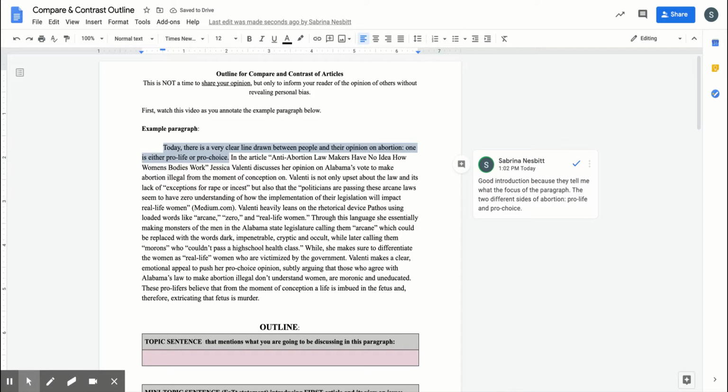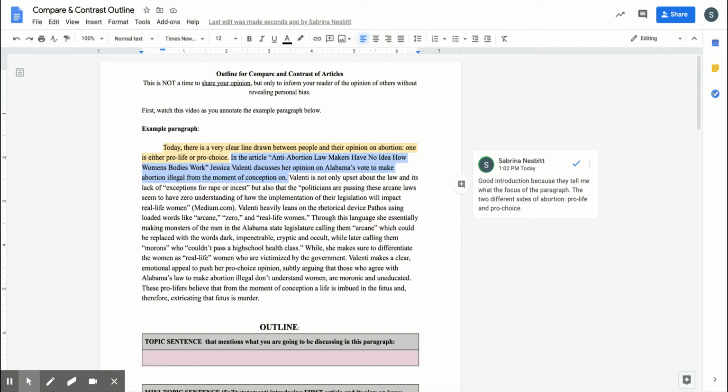And then I get a signal phrase. So it says, "In the article, anti-abortion lawmakers have no idea how women's bodies work, Jessica Valenti discusses her opinion on Alabama's vote to make abortion illegal from the moment of conception on." So I have a very, very clear, and this is what I call a mini topic sentence. It's a very clear idea of the article that you're going to present.